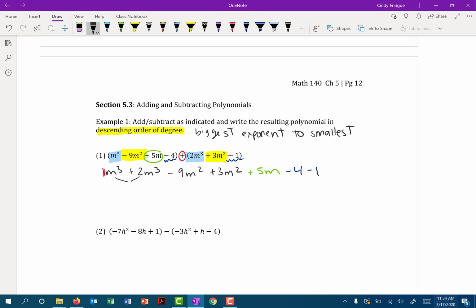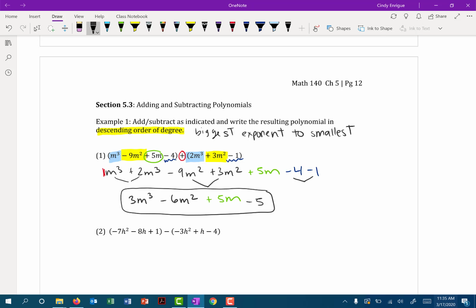Adding those together, I'm going to have 3m to the third power. Those both have an m squared, so negative 9 plus 3 is going to give me a negative 6m squared. And of course that positive 5m did not combine with anything. It's kind of like a lone wolf, so I just leave it alone. And I have negative 4 and negative 1 that combine to give me a negative 5. So all of these terms are my answer: 3m cubed minus 6m squared plus 5m minus 5.